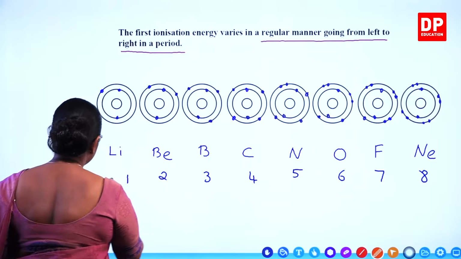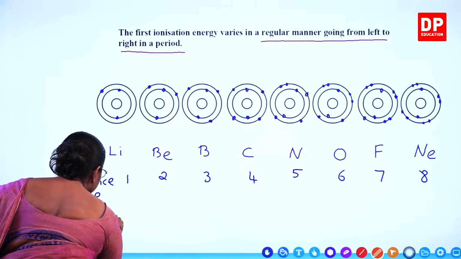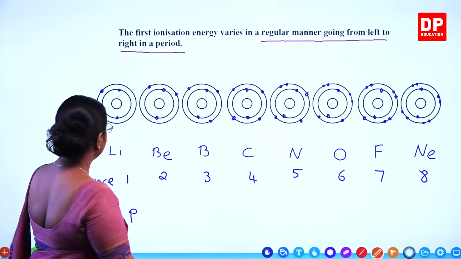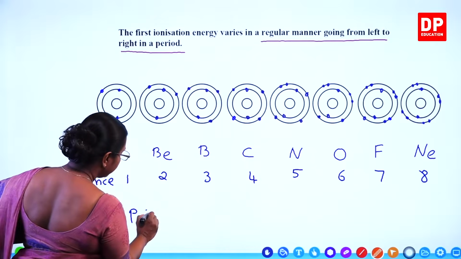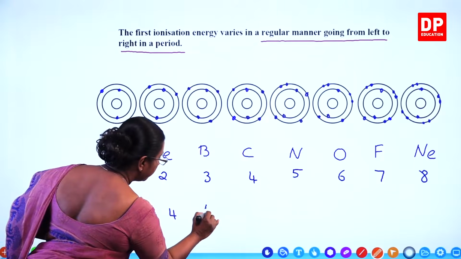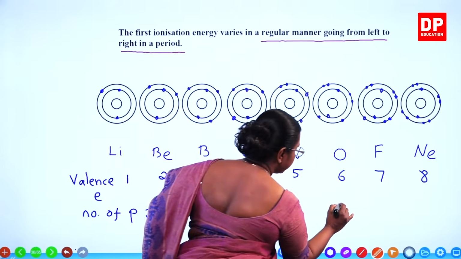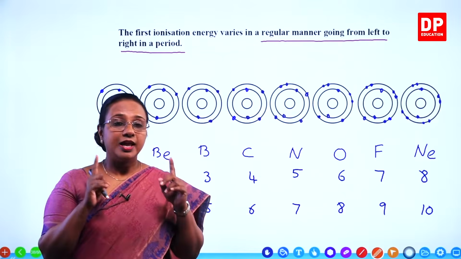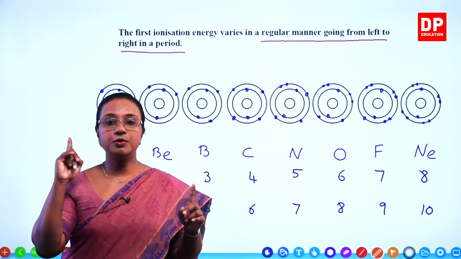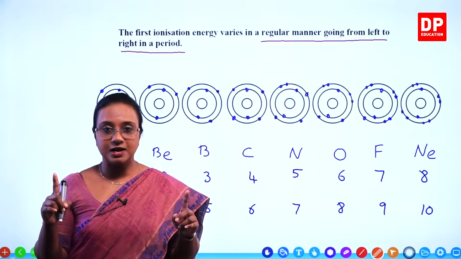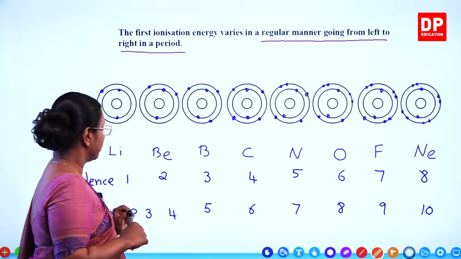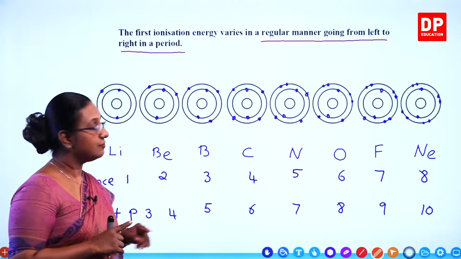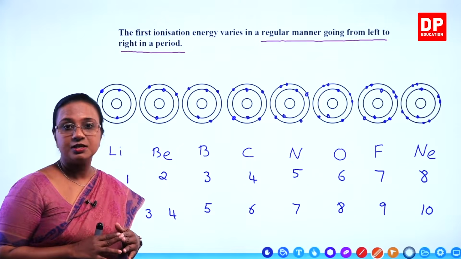So, therefore, the number of protons is also increasing. In lithium, there are 3 protons. Beryllium 4, then 5, 6, 7, 8, 9 and 10. Now, electron is negatively charged, proton is positively charged. 3 protons, 3 positive charges, are going to attract 1 negative charge in the valence shell.